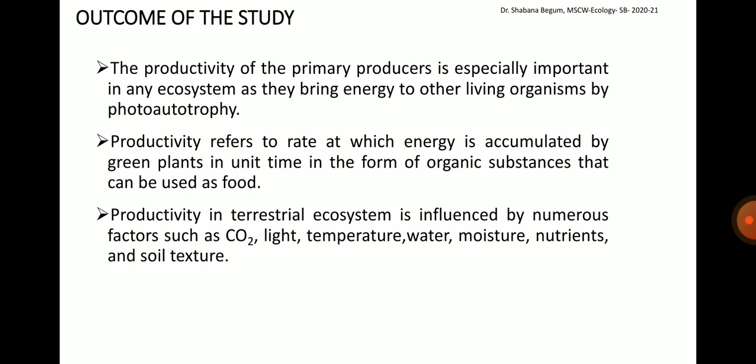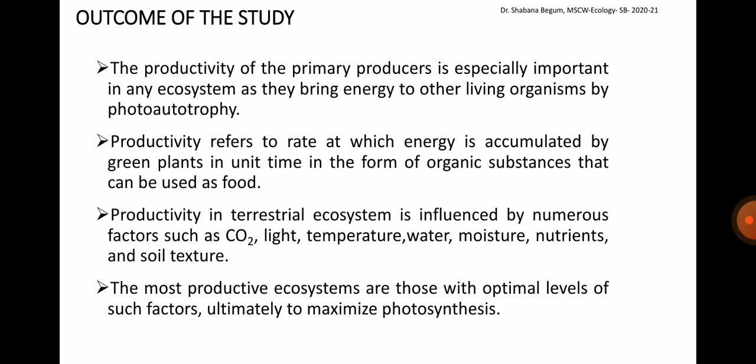Productivity in terrestrial ecosystems is influenced by numerous factors such as carbon dioxide, light, temperature, water, moisture, nutrients, and soil texture. The most productive ecosystems are those with optimum levels of such factors, ultimately to maximize photosynthesis. So with this, I have just completed the discussion about the primary and secondary productivity.